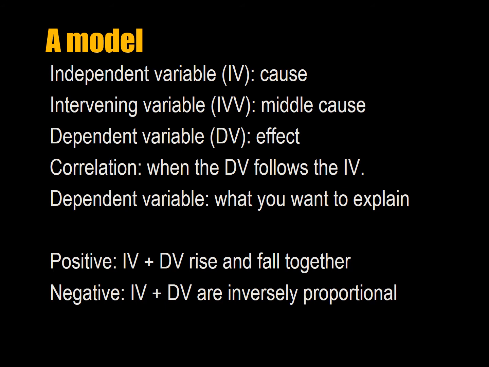So what's an intervening variable? An intervening variable is a variable that operates between the independent variable and the dependent variable. The independent variable is the cause, and the dependent variable is the effect. But sometimes there's an intervening variable, abbreviated IVV, which changes the effect of the independent variable on the dependent variable. So here's a historical case. It's a case of the effect of a political system on an economic crisis.